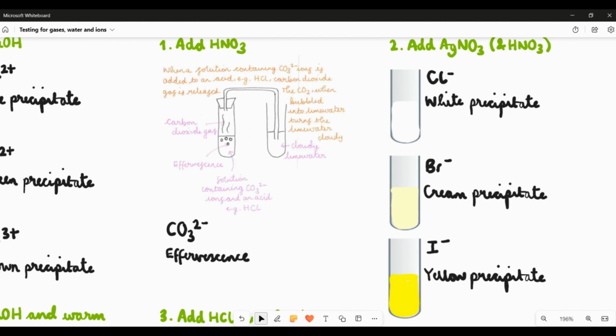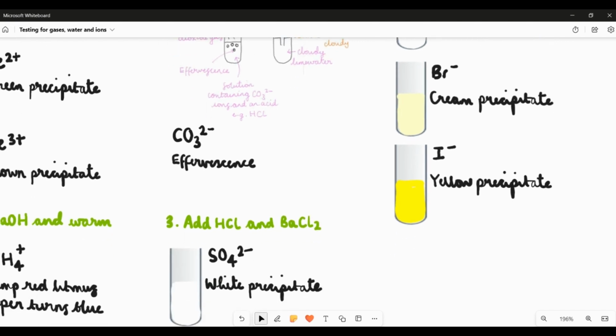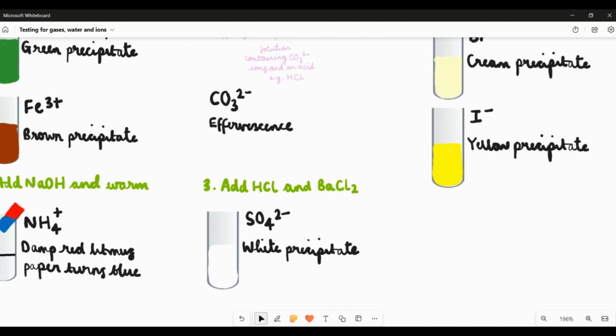a third test. Now the third test requires a fresh sample of our solution, and to that fresh sample in a clean test tube, you are going to add hydrochloric acid and barium chloride. Now this also gives us a white precipitate. This would suggest now, however, that sulfate ions are present.